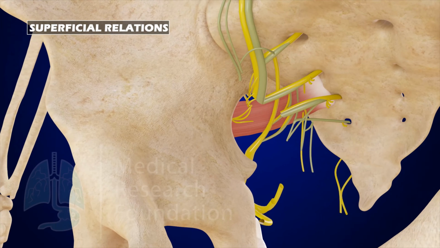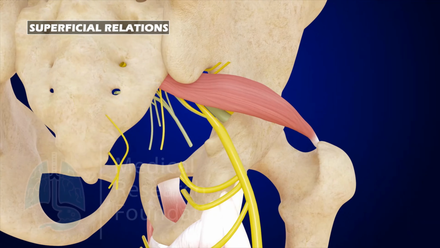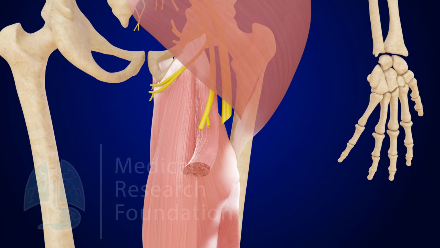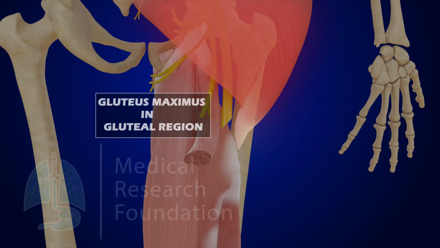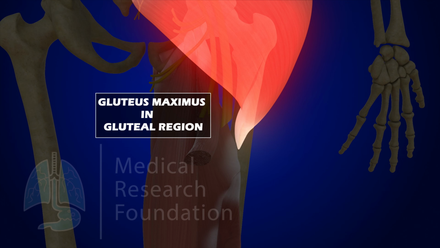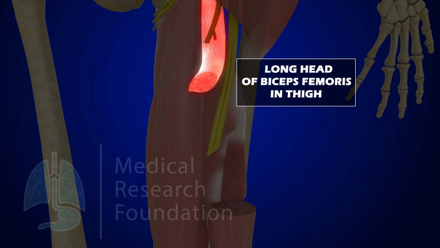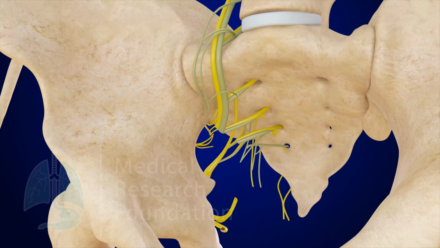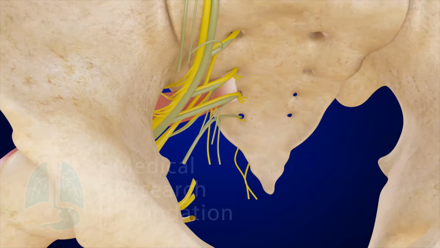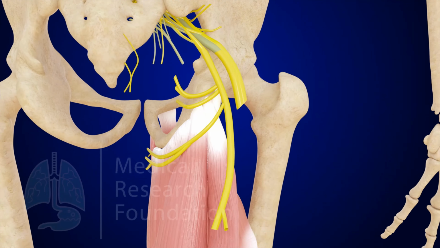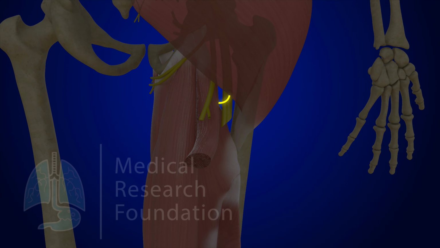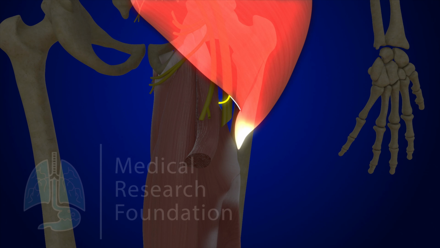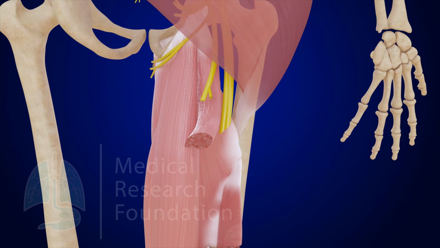Superficial relations. From above downward, the sciatic nerve is related to gluteus maximus in the gluteal region, long head of biceps femoris in thigh. The sciatic nerve is accessible on the back of thigh only in the angle between the gluteus maximus and long head of biceps femoris.